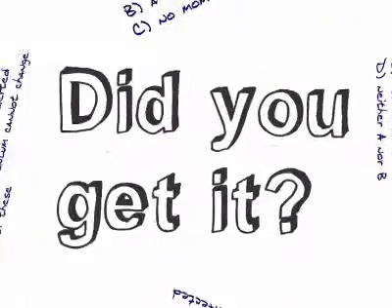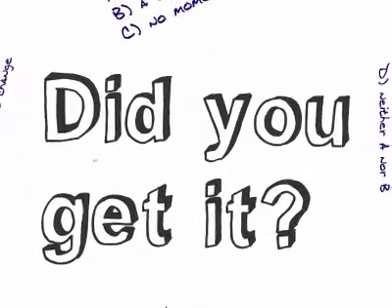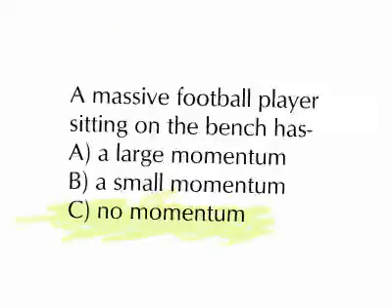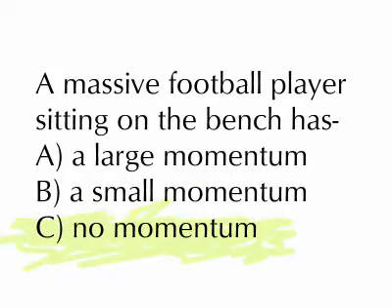All right, did you get it? Let's see if you can answer this question. A massive football player sitting on the bench has a large momentum, small momentum, or no momentum. What do you think? If you said no momentum, I think you have a good understanding of what momentum is. Because remember, momentum is mass in motion, and if he's sitting on the bench, there's no velocity. No velocity means no momentum.